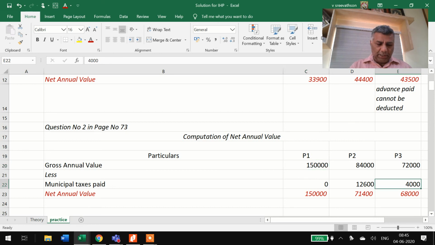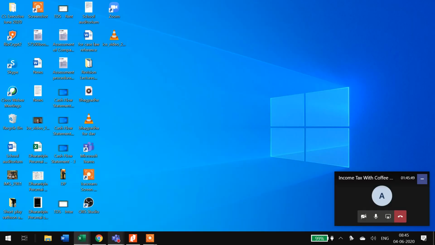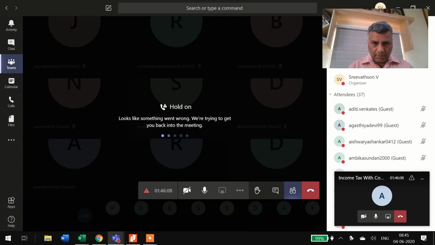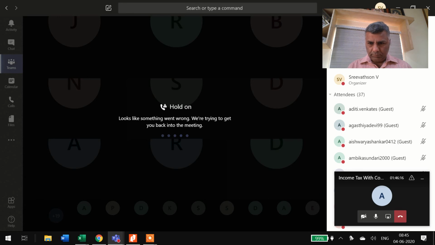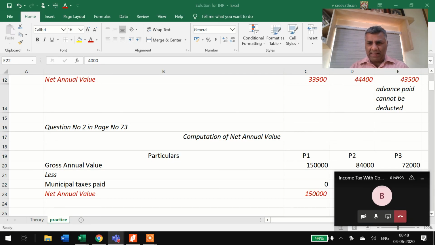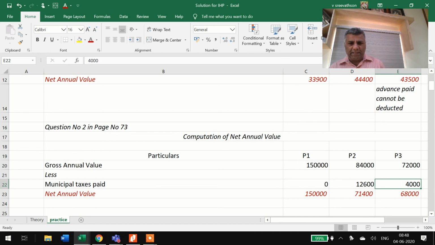Agastya, I think you deducted the entire amount as your answer. No, that is not correct. Whatever our friend Ashwin said is the answer: 1,50,000, 71,400 and 68,000. The mistake you probably made is taking it for the entire 10 months or 9 months. If it is paid in advance, you should not take it; only of the past period you should take it. Otherwise, this is how the answer goes.